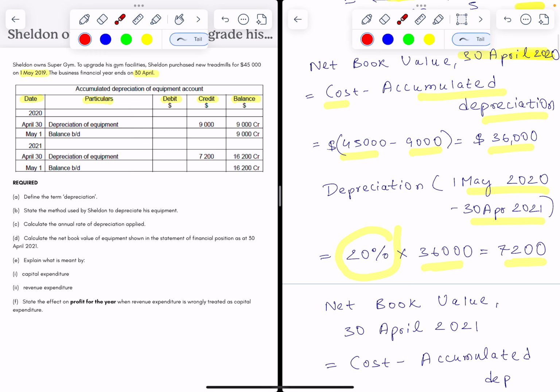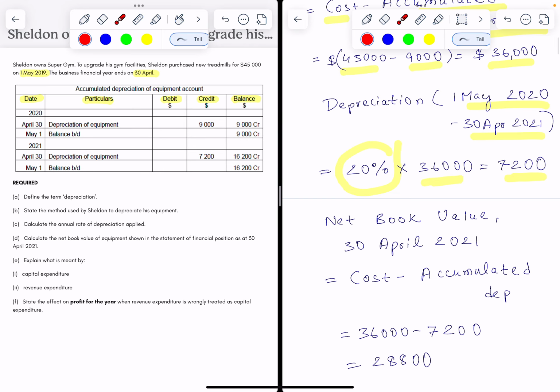That also validates that we're using the reducing balance method, because this matches with whatever is given in the question for the ledger accounts, right? All right. And every time you use the reducing balance method, always remember to find the net book value at the end of the period, which in this case is to find the net book value at the end of year 2, which is at 30 April 2021.